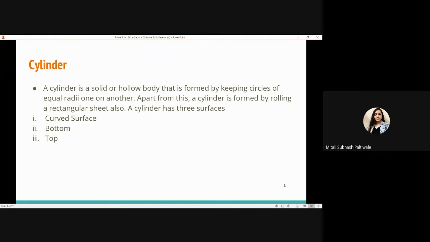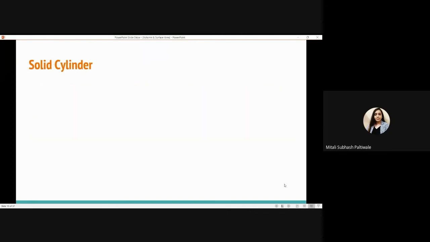Now, what formulas are there? If the cylinder is solid, then the formulas will be different, and if the cylinder is hollow, then of course the formulas will differ. The very first formula would be the volume of the cylinder, which is nothing but area of base into height. That is pi r square h.